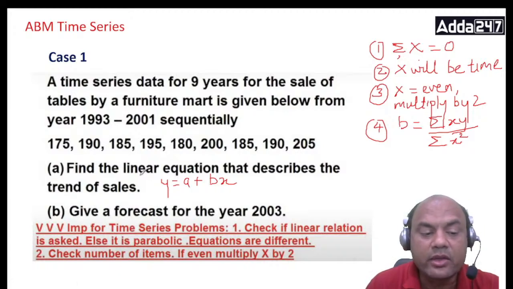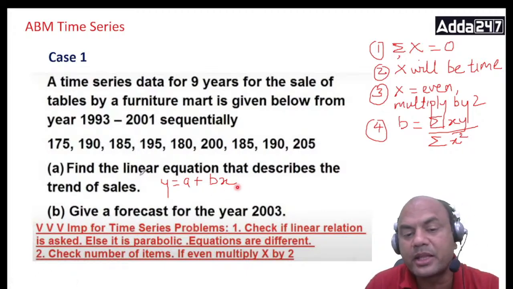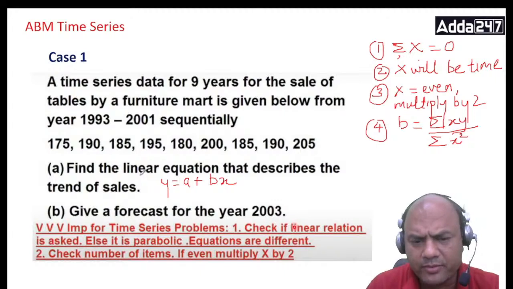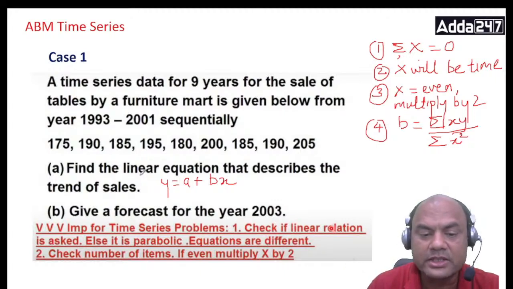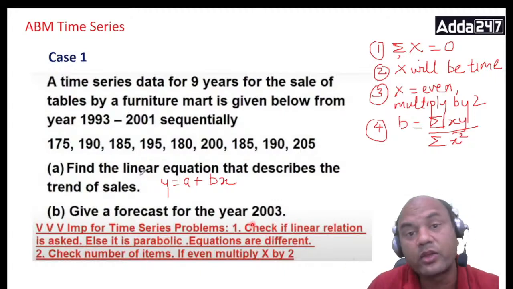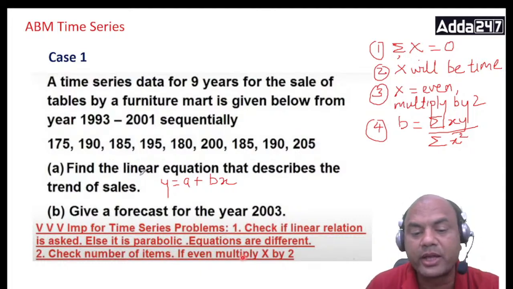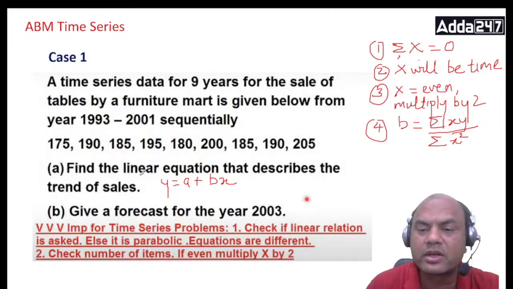Check if the linear equation is asked. Always you must focus. Otherwise, in the exam, they will ask you a second degree equation and you will only focus on linear equation. Don't do that. Check if the linear equation is asked. If it is parabolic or second degree, you have to focus on that. Thirdly, check the number of items, and if even, then multiply by 2. This I have already stated.